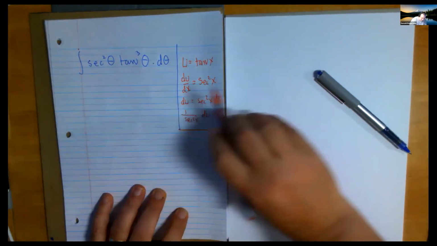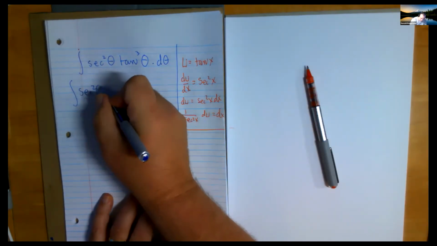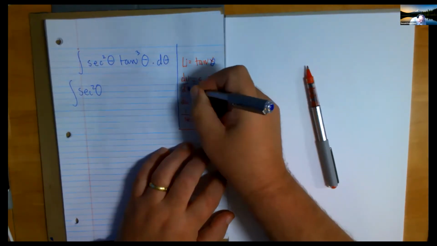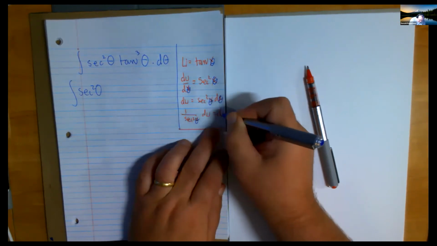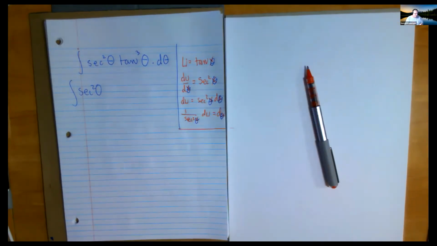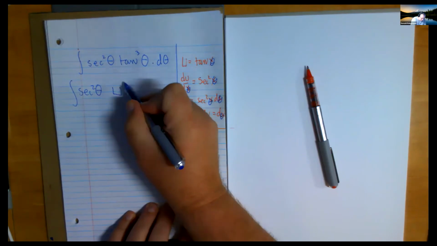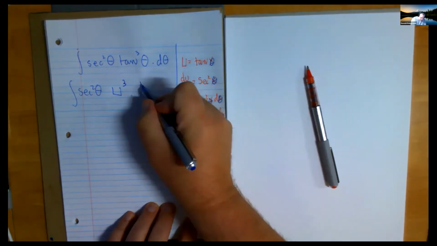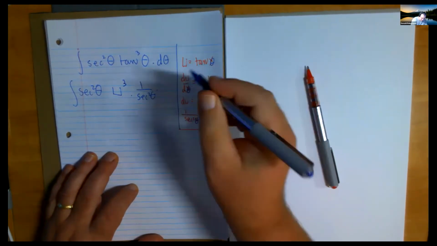So let's see what we get. We get a secant squared theta. Oh, shooting space. I'm so busy thinking of x's, I forgot that it was a theta. But it's the same math, right? Exactly the same math. So I get secant squared theta. Tan cubed becomes u cubed. And the d theta becomes 1 over secant squared theta du.